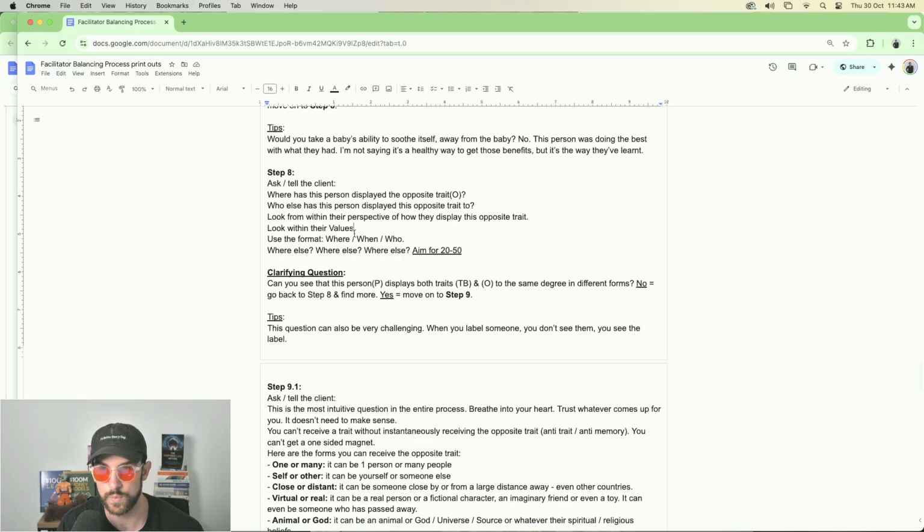Again, when, where, who. Again, look within their values. If they understand values by this point, which they probably will, what do you think that person's values are? Where do you think they've displayed this trait within those values?